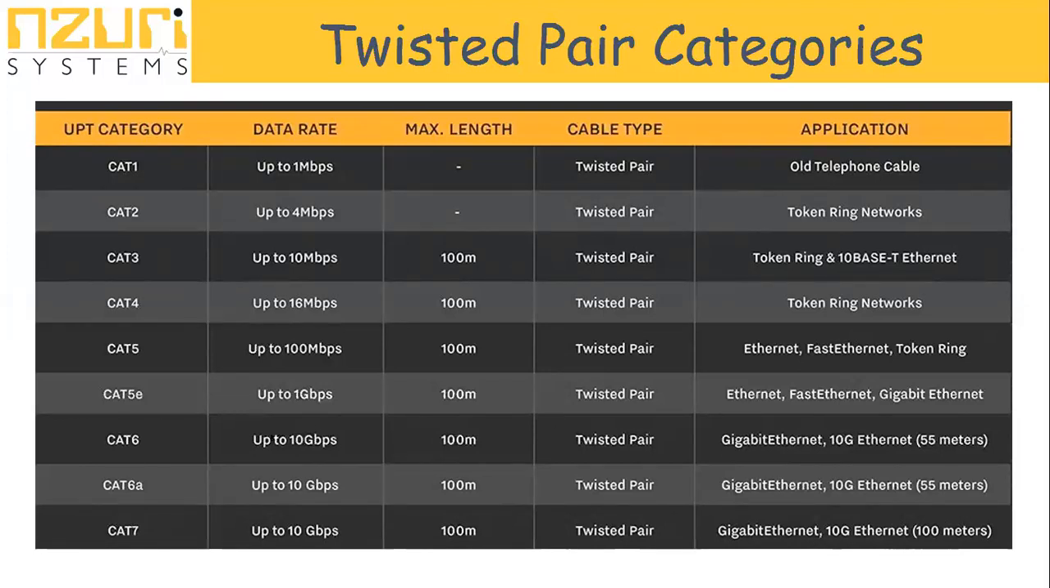Then we have category 2, which can go at speeds up to 4 megabits per second, and the maximum length is not specified. It was used for our old token ring networks, the IBM token ring kind of networks, which is quite obsolete. Nobody's doing token rings these days.